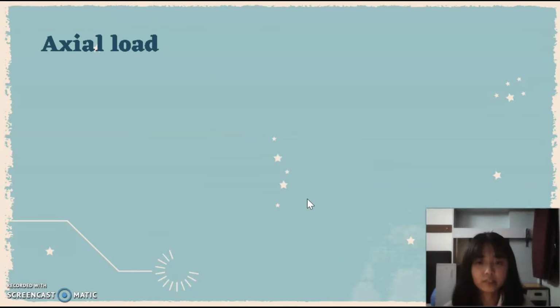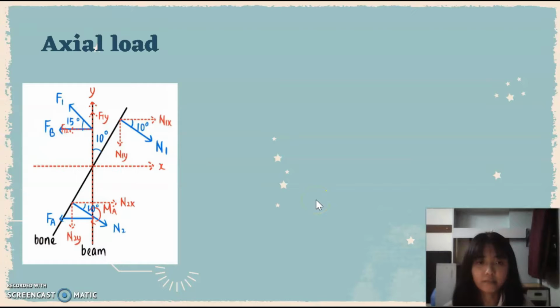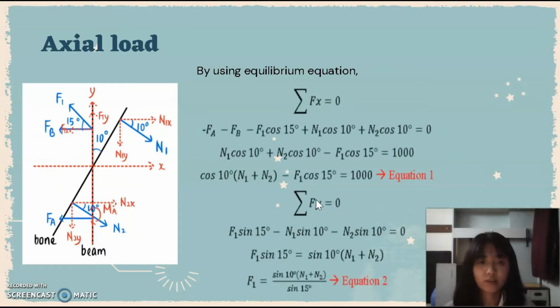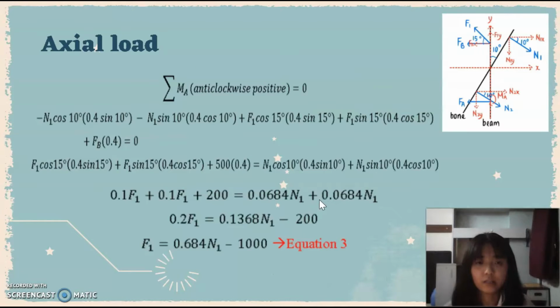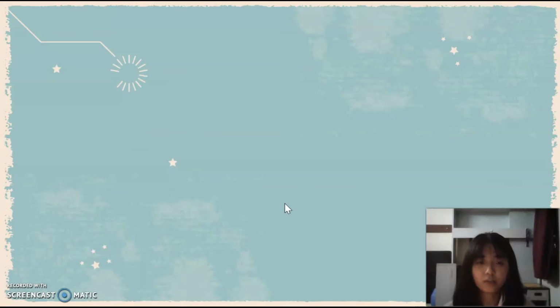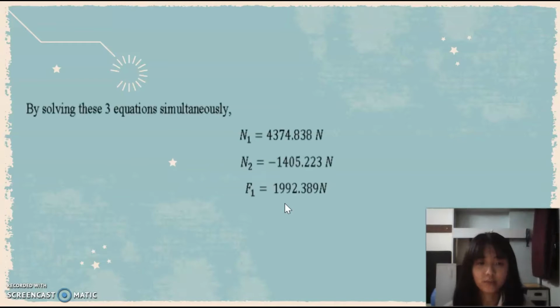For axial load, firstly, we can redraw the free body diagram and identify all the forces acting on the x-axis and y-axis of the beam and the bone. By using the equilibrium equation, total forces acting on the x-axis equal to 0, we can obtain the first equation. After that, we can do the same for the total forces acting on the y-axis equal to 0 to obtain the second equation. The third equation is obtained by assuming the moment produced around the axis of FA and N2 equals 0, and anti-clockwise direction is considered positive. After obtaining these three equations, we can solve them simultaneously to find the unknown values of N1, N2, and F1.